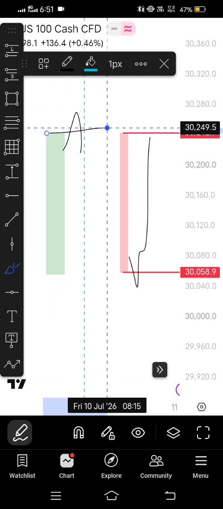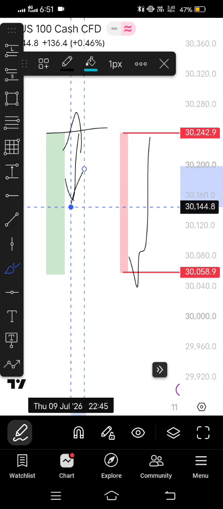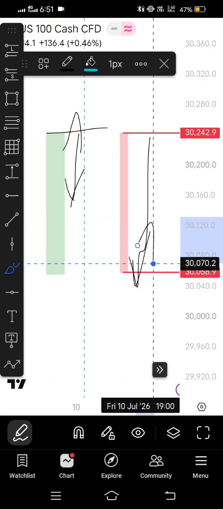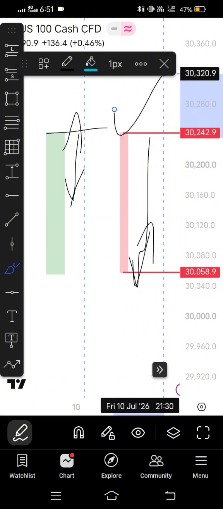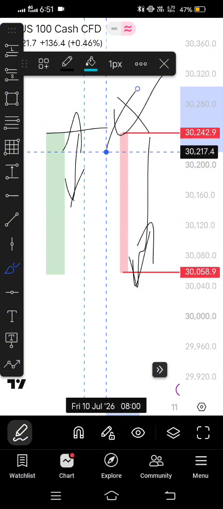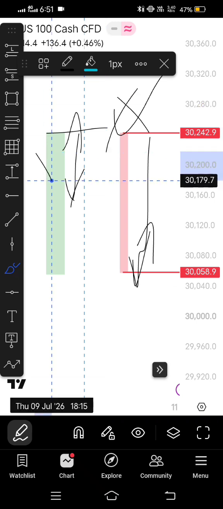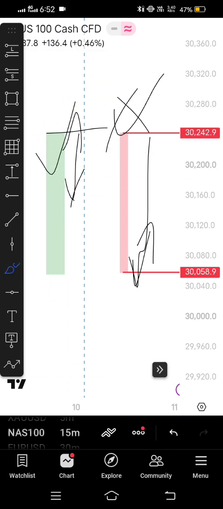So in 1 hour we get the bearish CRT, and in 15 minutes we got the bullish CRT. So should we take this CRT? No, we will not take this CRT. Why? Because in the market the higher time frames are more respected than the lower time frames.